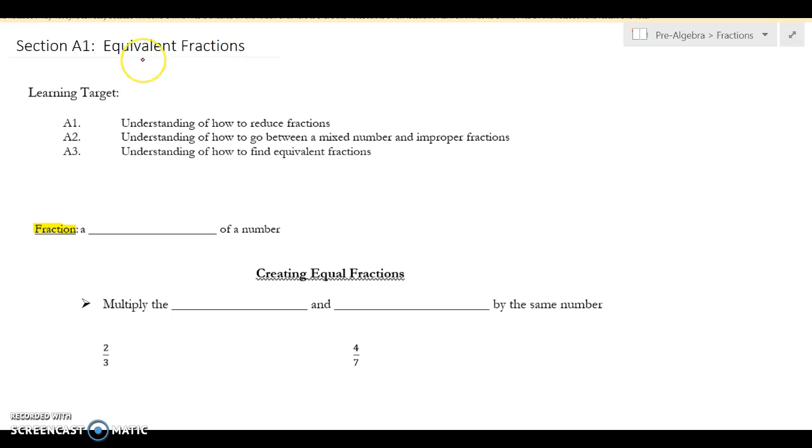And so a fraction is just a part of a number. The most common fractions you've probably seen are those that have pizza. So if you have a circle, let's say my pizza is 8 pieces and you eat 3. So you just ate 3/8 of the pizza. Okay, and so that's what fractions are. Some vocabulary you have to remember. The top of the fraction is called the numerator, and the bottom is called the denominator.